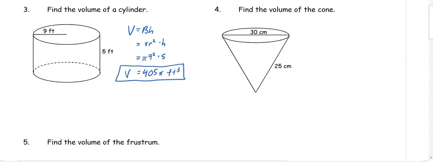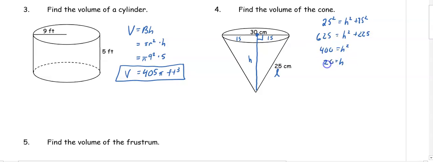Number four is a cone. So in a cone, the diameter is 30. That means it splits the radius into 15 and 15. 25 represents our slant height. We want the regular height. So in order to get the regular height, we need to do Pythagorean theorem. When we do Pythagorean theorem, we have 25 squared equals h squared plus 15 squared. 625 is equal to h squared plus 225. So we get 400 equals h squared, which means h is 20. So our height is going to be 20.